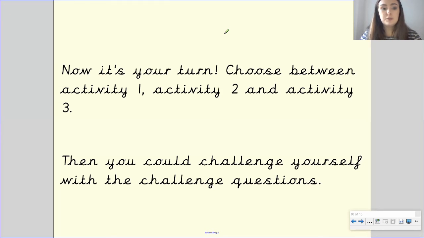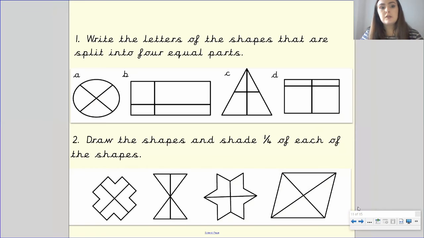Now it's your turn. Choose between activity 1, activity 2, or activity 3, and then you can challenge yourself further with the challenge questions. Activity number 1 says, for the first part, that you need to write the letters of the shapes that are split into 4 equal parts. So you've got A, B, C, and D, and you need to write down the letters of the shapes that are split into 4 equal parts. Then part 2 of activity 1 says you need to draw the shapes and shade 1/4 of each of the shapes. This is activity number 1.